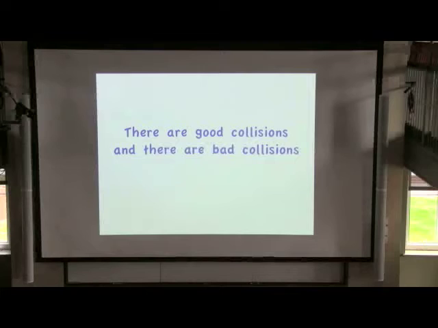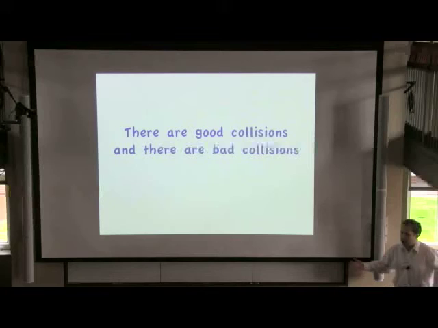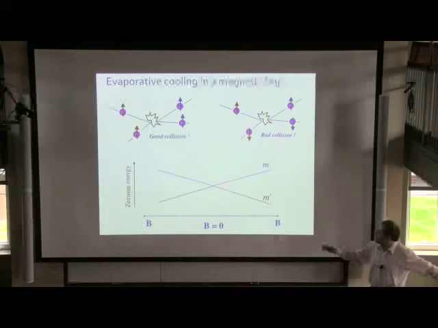As John used to say, there are good collisions and there are bad collisions. So when I came here, one of the first problems that I worked on was understanding mechanisms for the good and the bad collisions. An example of a bad collision, for molecules in a magnetic trap, would be the collisions that lead to the reorientation of the magnetic moment of the molecules.